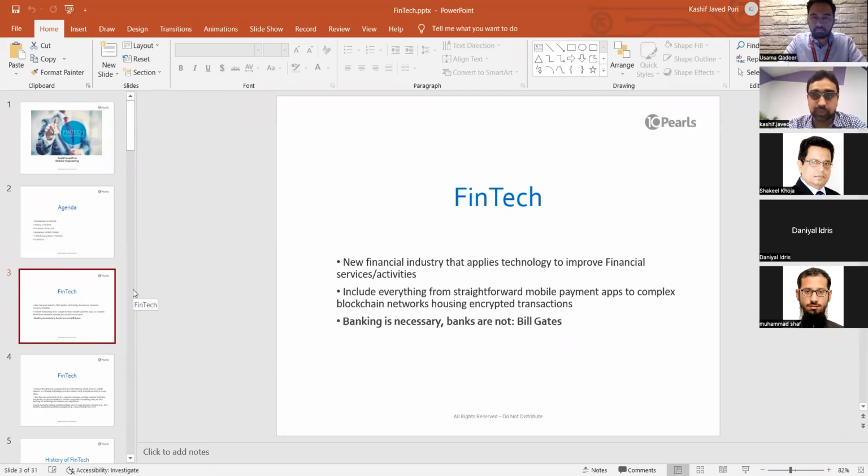Earlier, it was not possible for low-level areas like villages to use financial services. But now, with the advancement in technology, it is possible that we can use financial services everywhere in the world. This can be anything, like simple payment modules or complex blockchain networks. It's not limited to one particular thing or module. We'll see in the next slides what work is being done in this particular area. If you see the last point, I have deliberately kept it bold in this slide. Banking is necessary, banks are not.